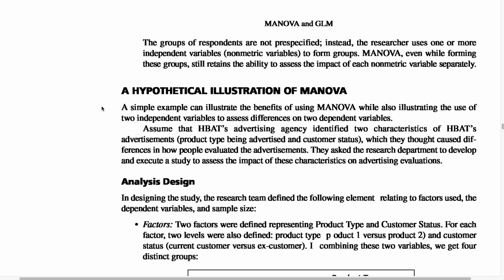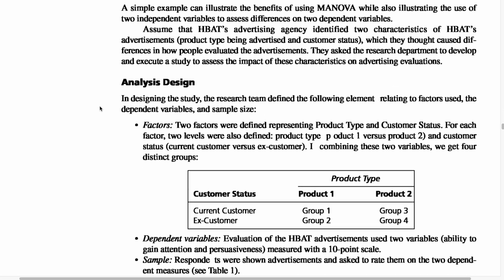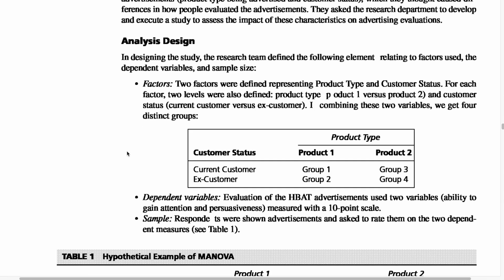advertising evaluation. Analysis design. In designing the study, the research team defined the following elements relating to factors, the dependent variables, and sample size. Factors: two factors were defined, representing product type and customer status. For each factor, two levels were also defined: product type, product 1 versus product 2, and customer status, current customer versus ex-customer.